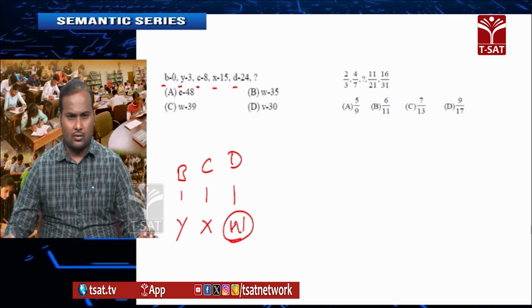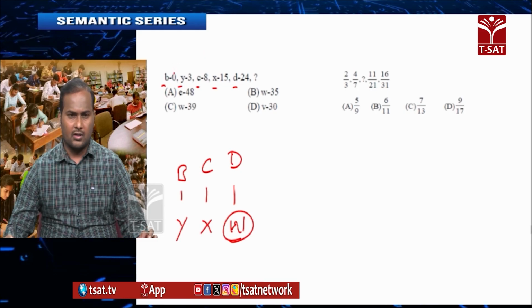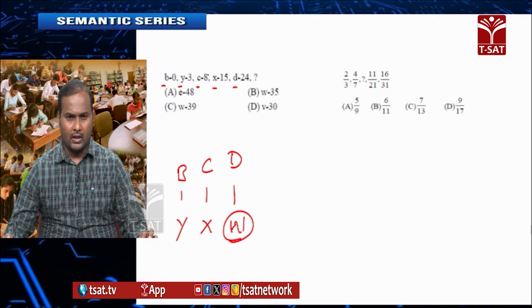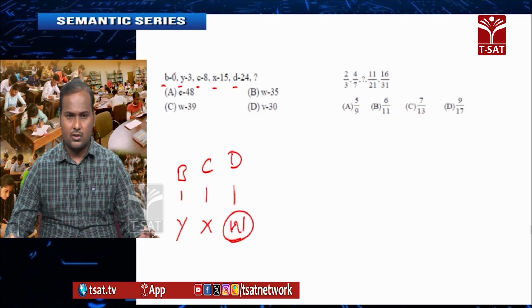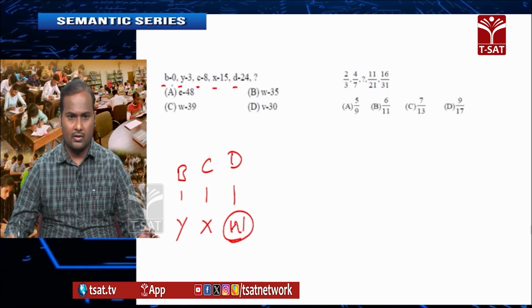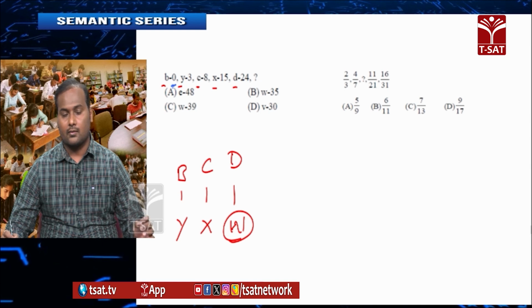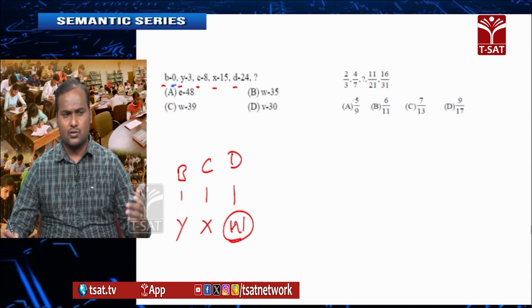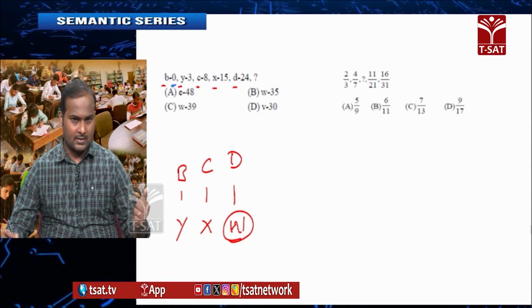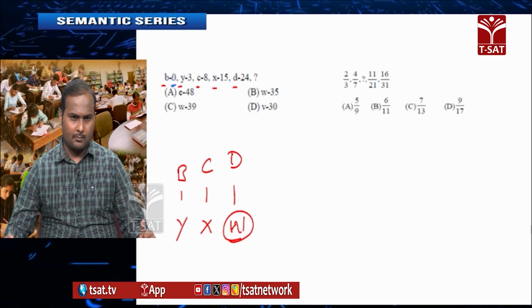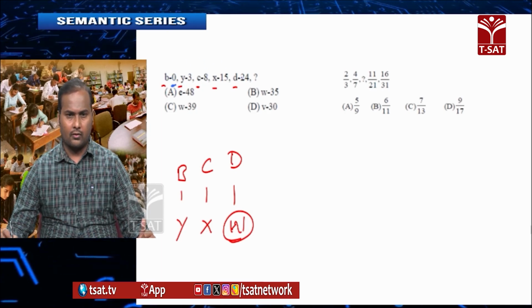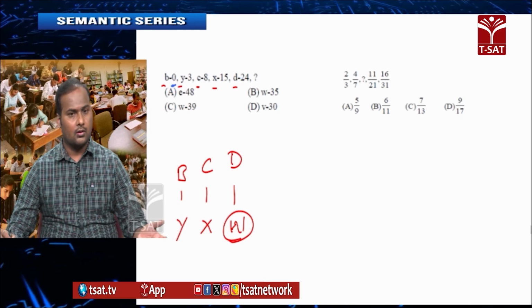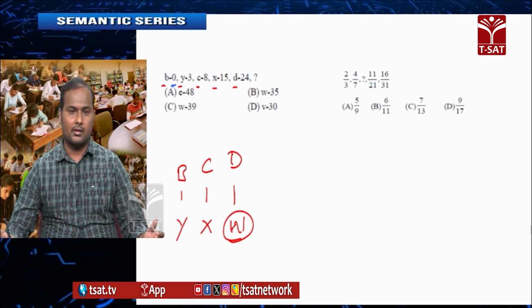Now, we will find out with respect to numbers, that is 0, 3, 8, 15, 24. I already said that whenever it starts with 0, it will be like n square minus 1, or n square minus n, or n cube minus n. But see the numbers here: 0, 3, 8, 15, 24. So I can't take n cube minus n. The only thing I can take is n square minus 1.